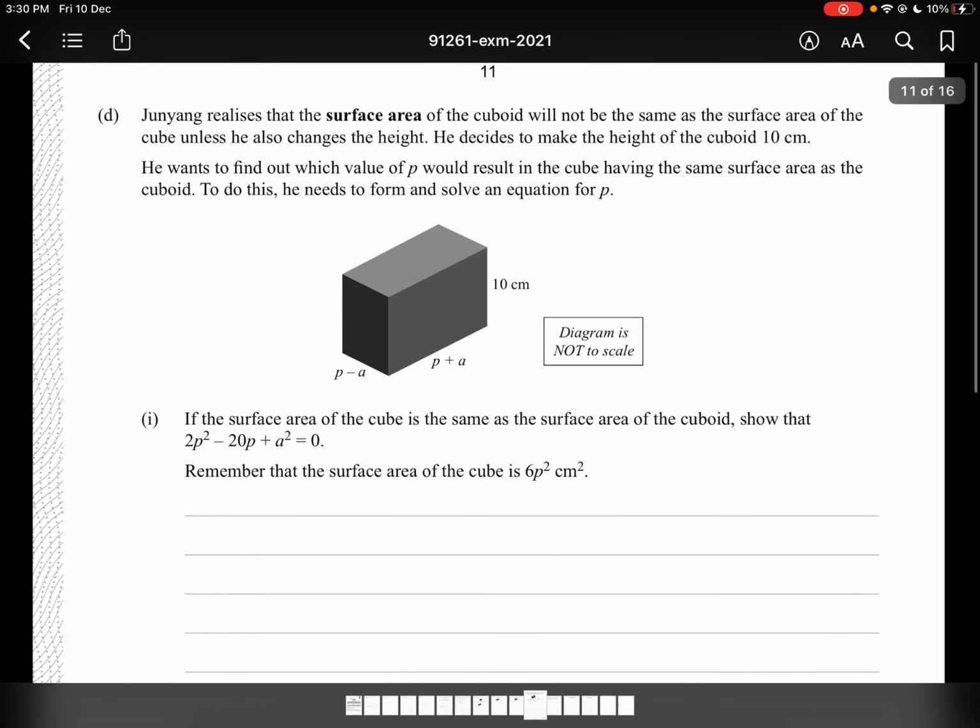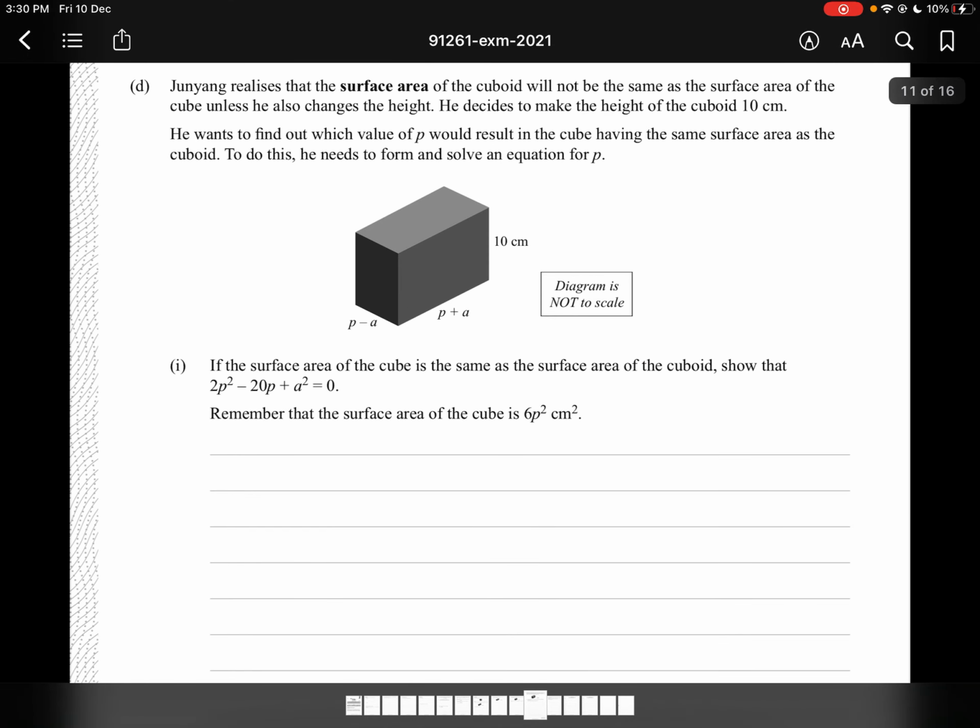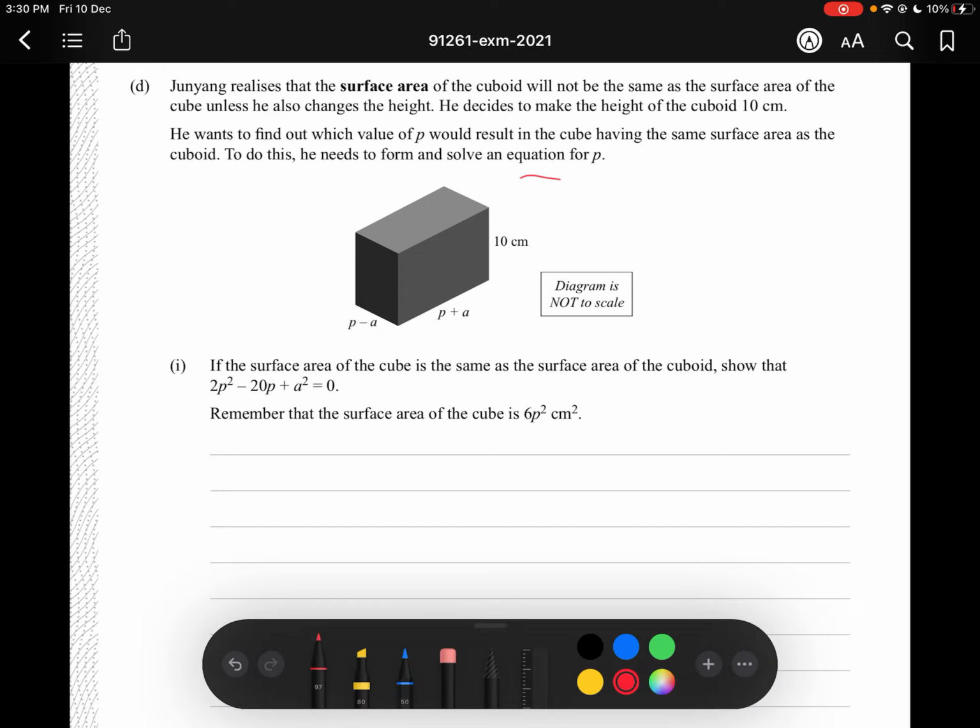So Jung Yang realizes that the surface area of the cuboid will not be the same as the surface area of the cube unless he also changes the height. He decides to make the height of the cube 10 centimeters. He wants to find out which value of p would result in the cube having the same surface area as the cuboid. To do this, he needs to form and solve an equation for p. If the surface area of the cube is the same as the surface area of the cuboid, show that 2p squared minus 2p plus a squared equals 0.